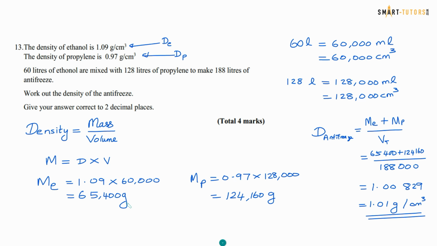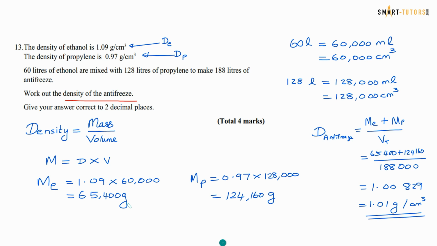Question number 13. The density of the ethanol is given. The density of the propylene is given. 60 liters of ethanol are mixed with 128 liters of propylene to make 188 liters of antifreeze. Work out the density of the antifreeze. All you want to remember is that density equals mass over volume, so mass equals density times volume. So find out the mass of the ethanol.